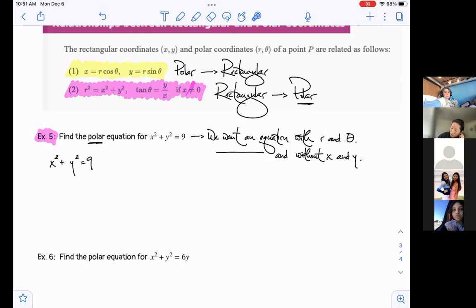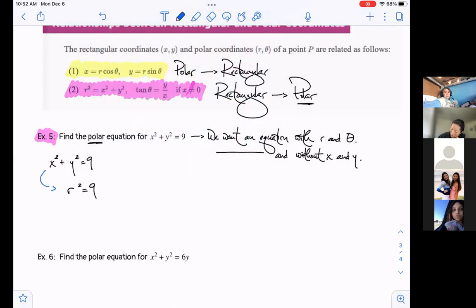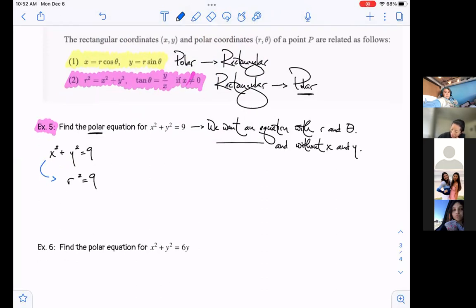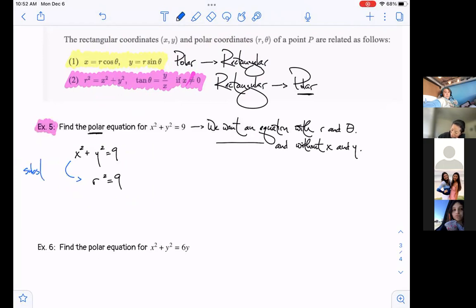Okay. And so one thing I heard that I really liked was that we have this x squared plus y squared, right? We have that in our equation. Everywhere we put in x squared and y squared, we can replace it with r squared. So r squared equals 9. And all we did was substitution. Okay, so everywhere we saw the x squared plus y squared, we replaced it with r squared.